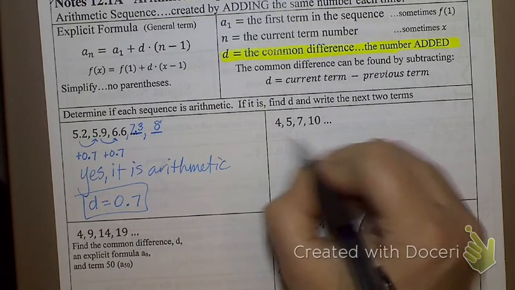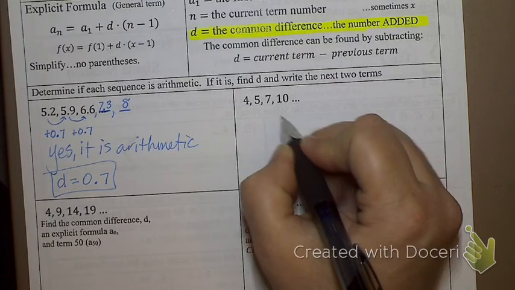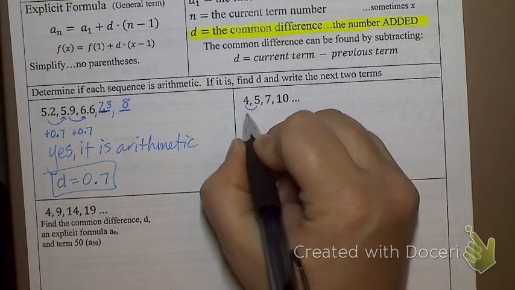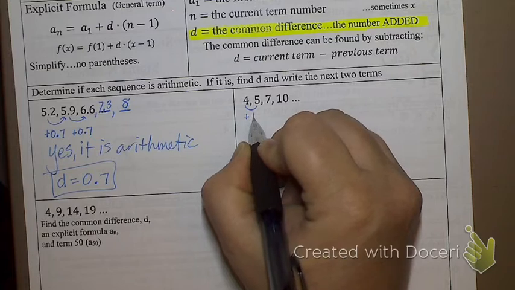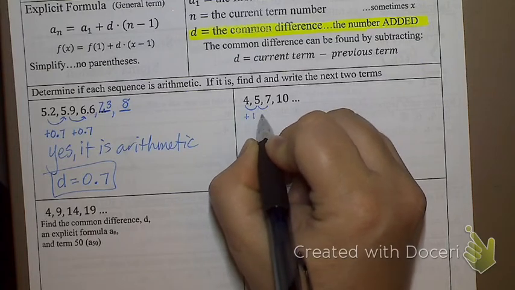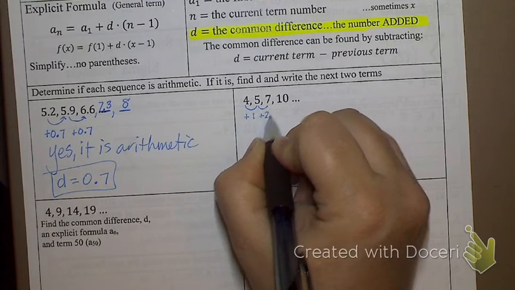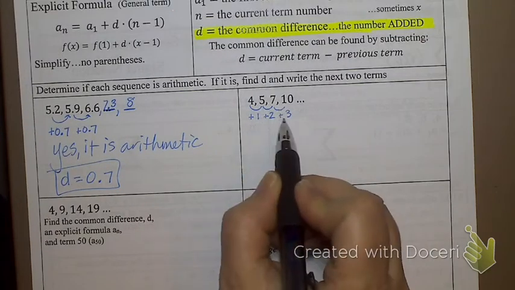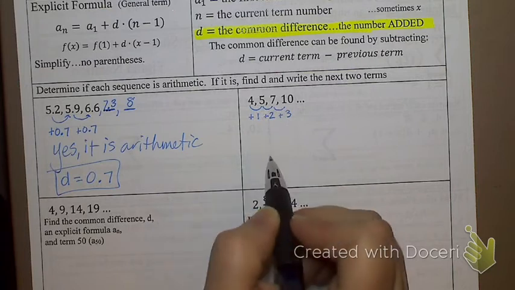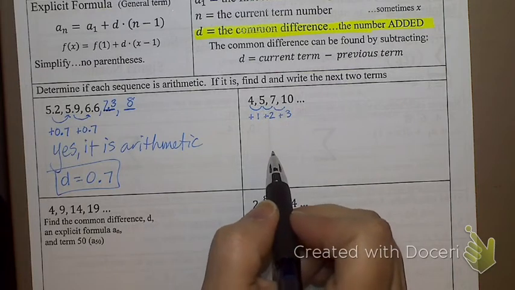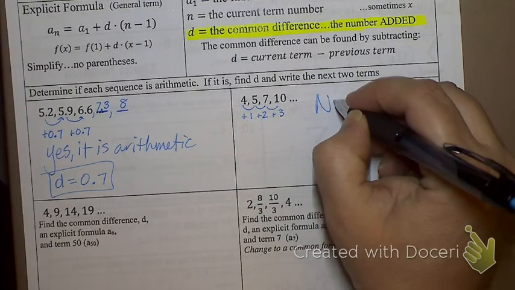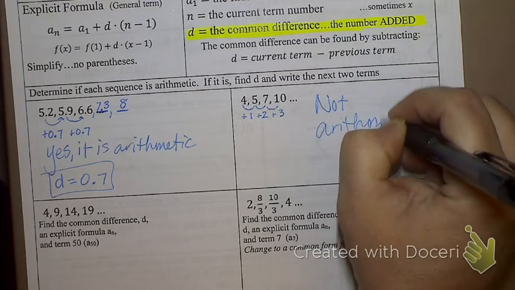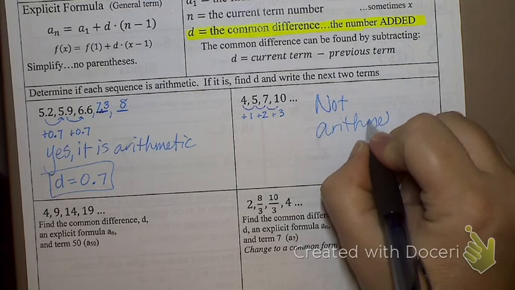All right, so let's look at this one. How would I determine if it is linear or not? From 4 to 5, you add 1. From 5 to 7, you add 2. And from 7 to 10, you add 3. Now, there is a pattern, but is it a linear pattern? No. So, is it arithmetic? Not arithmetic.